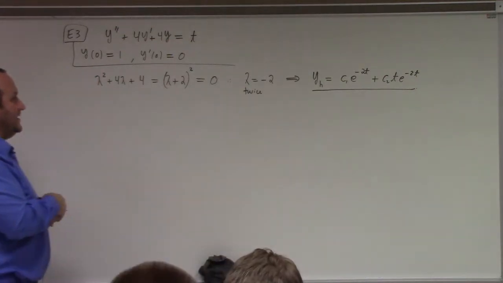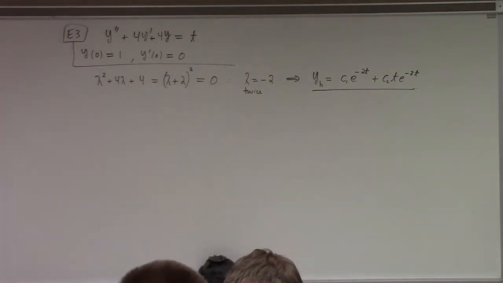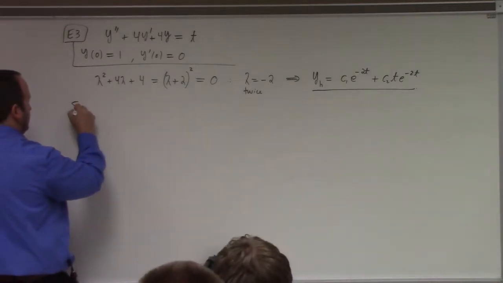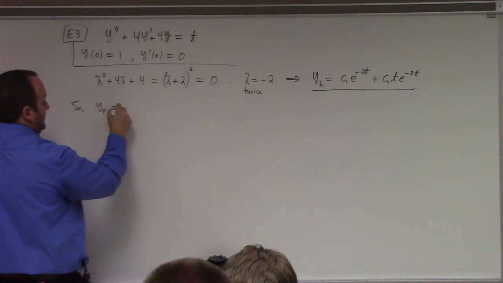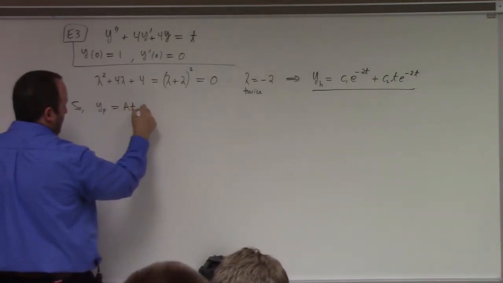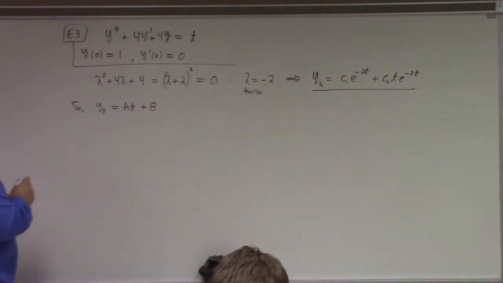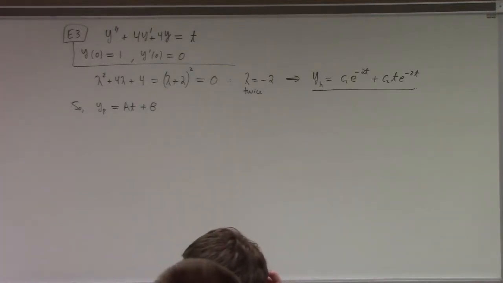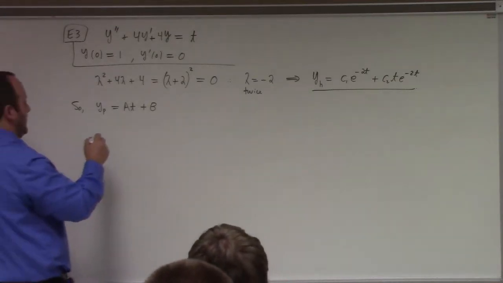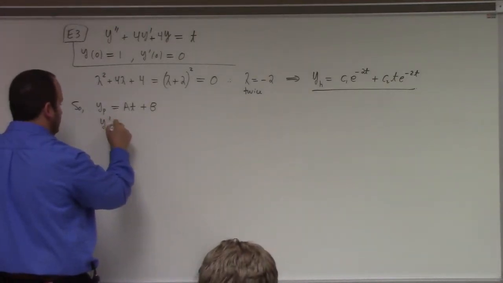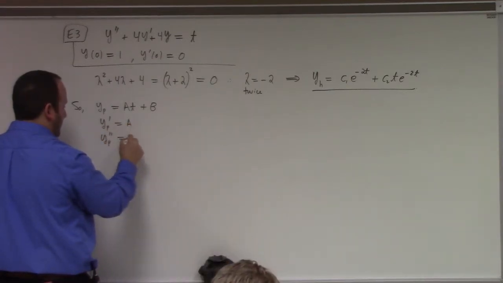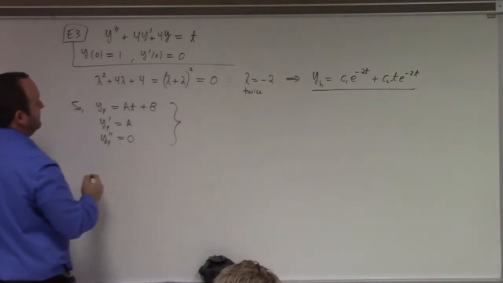Now you can do the method of annihilators, or you can just use common sense and say, aha, so I should guess my particular solution should be something like At plus B. Or if you're me the other day, you'd make it At squared plus Bt plus C, but that'd be dumb, right? No need for the t squared here, we just got t. And so what's yp prime? It's A. What's yp double prime? It's 0. Plug it in.